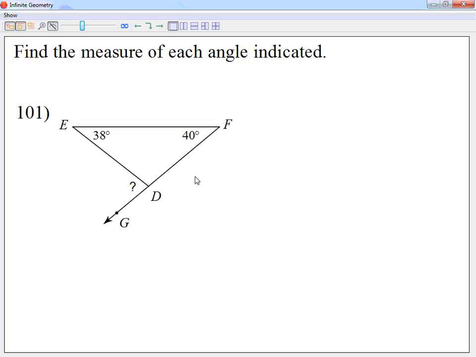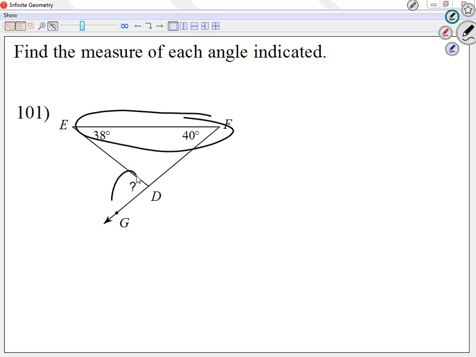All right, guys. So looking at 101, I know earlier in the packet we have a similar question, the exterior angle theorem. I see two angles on the inside, and I see one angle on the outside. I know I add the two on the inside. In this case, 38 plus 40, and it is equal to the one on the outside. The question mark, let me call it x. So the two on the inside, add the two angles on the inside, and equals the one on the outside.